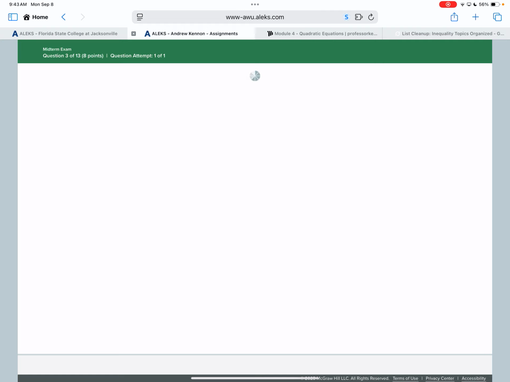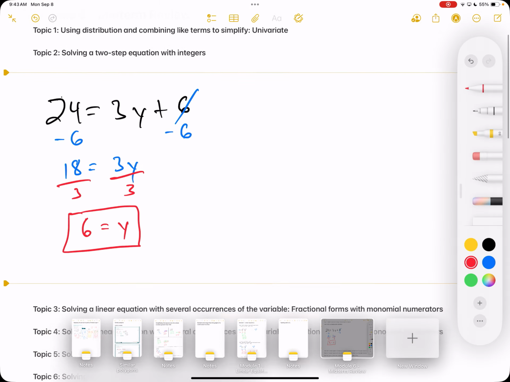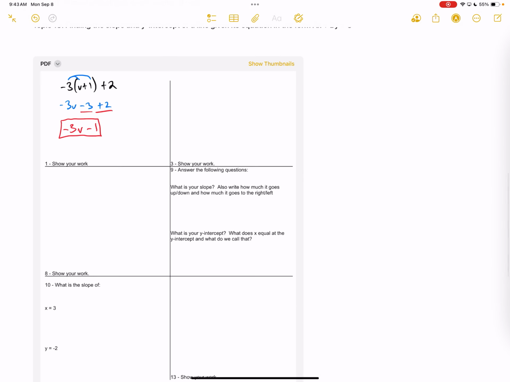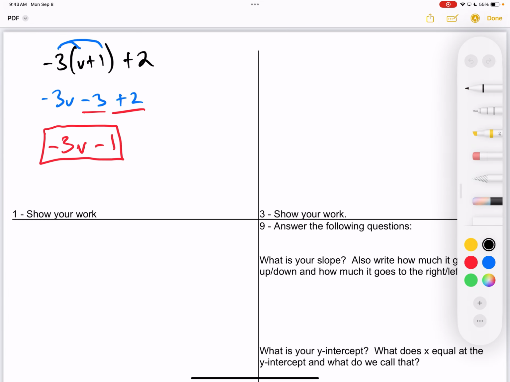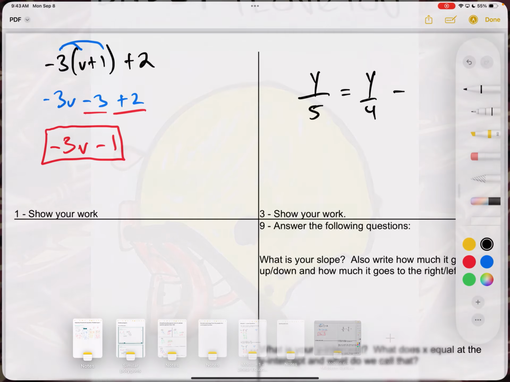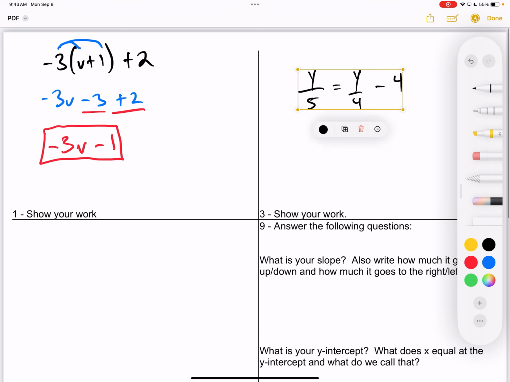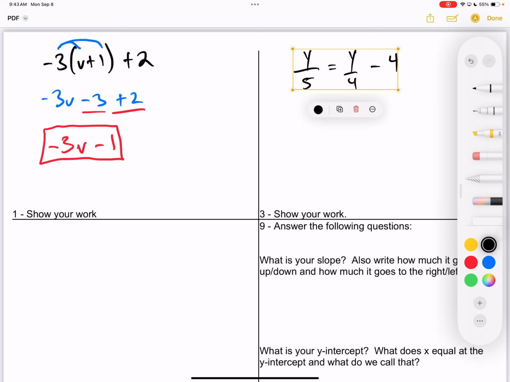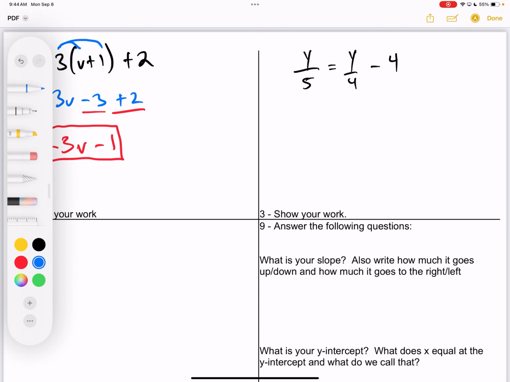You'll get similar problems, different numbers. Number 3, I want to see on the test sheet. So y over 5 equals y over 4 minus 4. Probably wrote that a little too big. If something happens and you don't have enough space, just do your best there. You can write it on another sheet and tell me, that's fine.